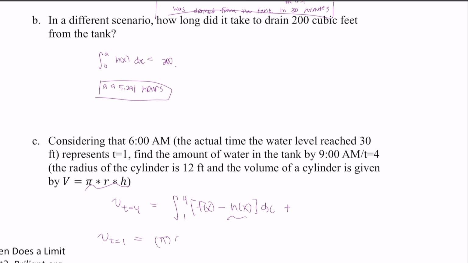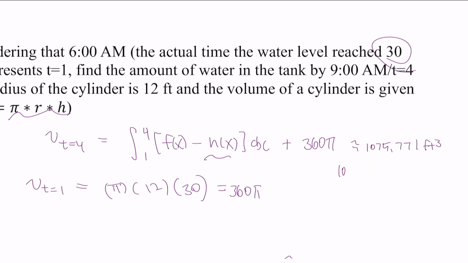So pi times 12 squared is the radius squared times the height, which is going to be 30 at t equals 1, right? Because t equals 1 is the point in time where the cylinder height level reaches 30 feet. So this makes sense. So we get 360 pi as our volume when t is equal to 1. So we're going to add 360 pi to see how much water is actually in the cylinder by t equals 4. So this is when the graphing calculator comes in. So 1.755771 cubic feet of water is in the tank by 9 a.m.